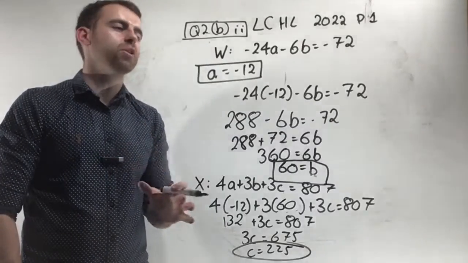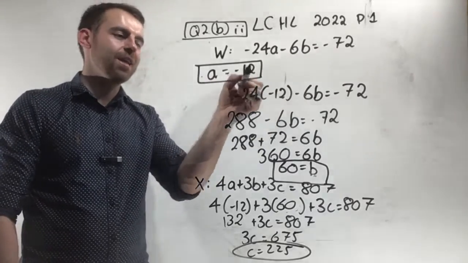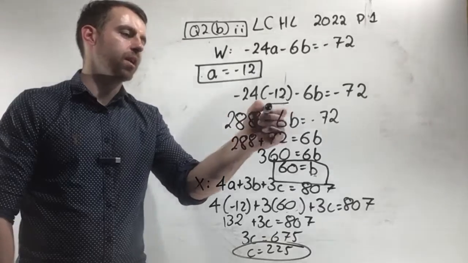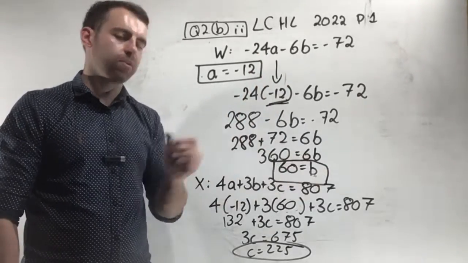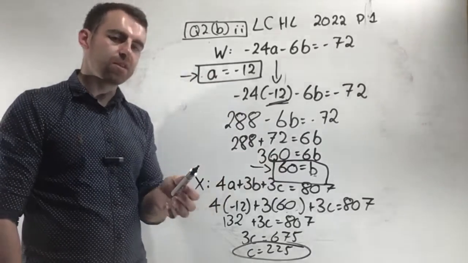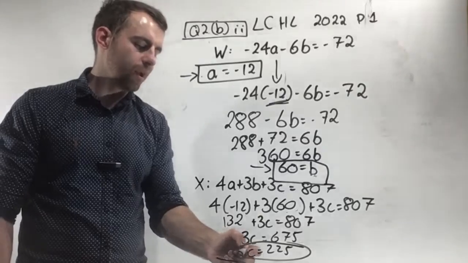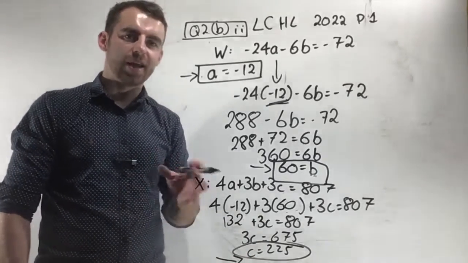So we already know equation w is minus 24a minus 6b equals minus 72, and a is equal to minus 12. So instead of a, here I've just subbed in a minus 12, and you end up with b is equal to 60. Once I have a value for a and a value for b, I subbed into the original equation and I got the corresponding value for c is 225. So that's your final answer for the last part of this question.